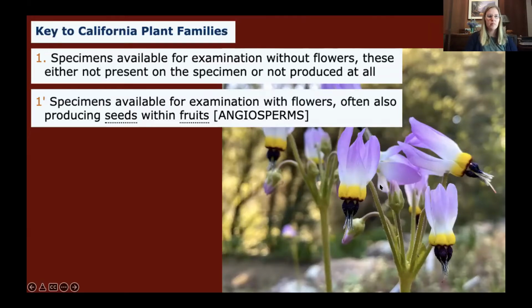So again, we're going to begin from the very top with the key to California plant families, the key to groups within that. Specimens available for examination without flowers, these either not present on the specimen or not produced at all, or specimens available for examination with flowers, often also producing seeds within fruits, which is angiosperms. So once you get to know this key, all of these couplets become very, very familiar and you'll be able to get through them really quickly.